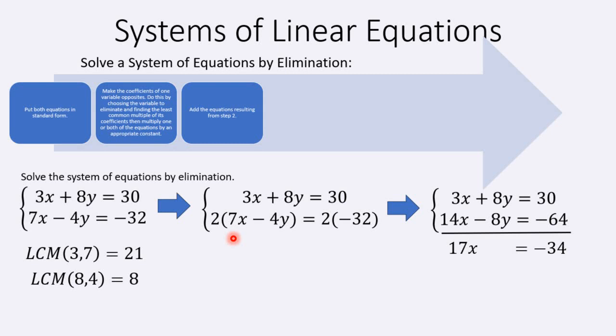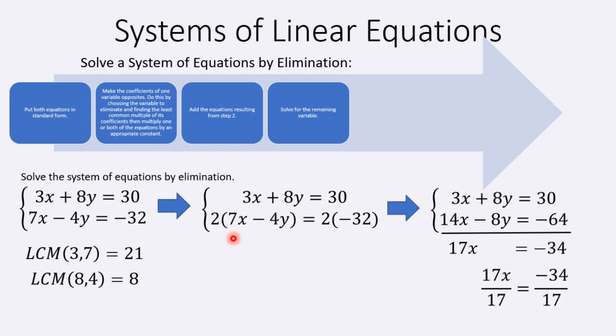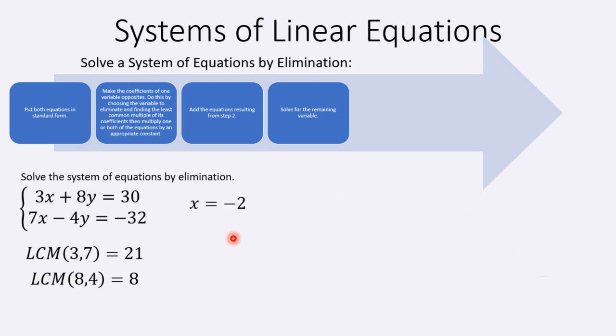Next, I'm going to solve this equation. And when I solve this equation for the remaining variable, I'm going to get the value of x. So I divide both sides by 17, and I get x is equal to negative 2. So once I know that x is equal to negative 2, I'm going to take the value of x and plug it into any equation that has both variables in it. So any equation that has both variables in it, I'm going to plug in x equals negative 2.